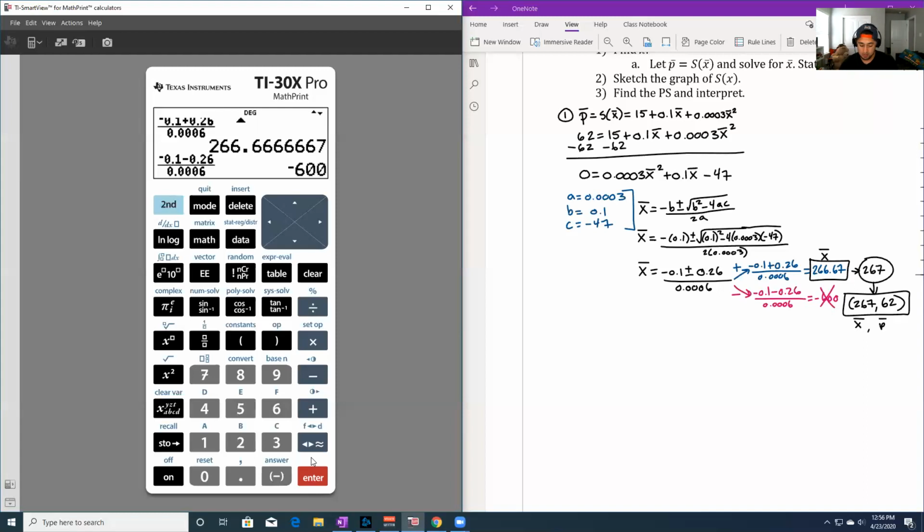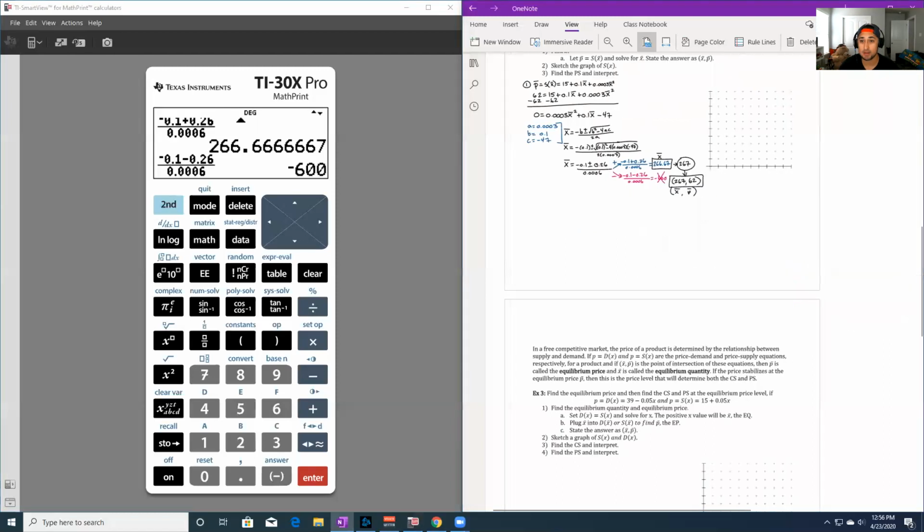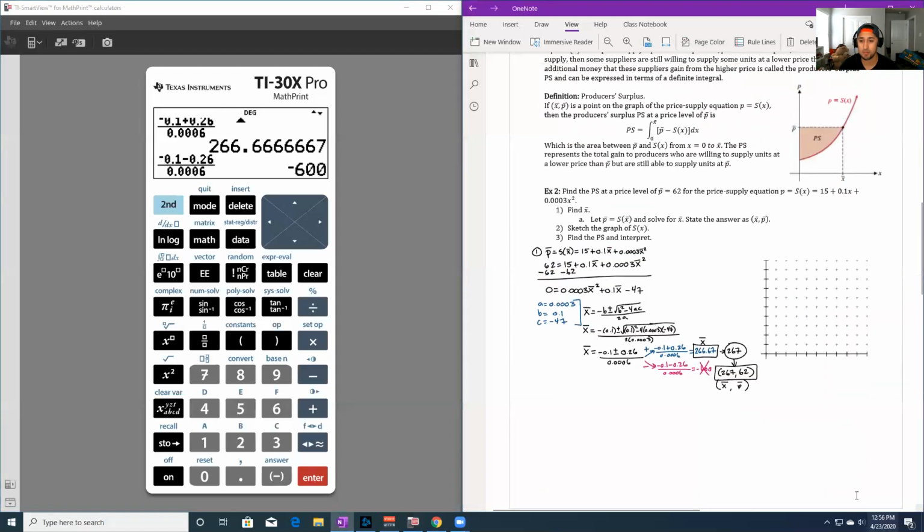Okay. Terrible, right? I know. All right. Purely algebraic, though. Okay. So next, we want to graph it. Sketch the graph. So again, let's make an XY chart. So here's step 2.